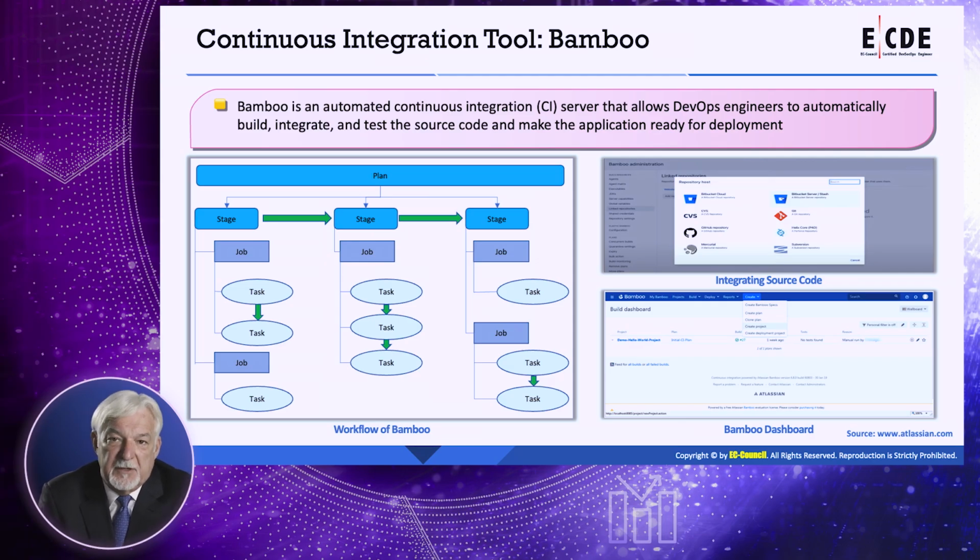There's another continuous integration tool called Bamboo, and it's a continuous integration server that allows the DevOps engineers to automatically build, integrate, and test the source code, and make sure the application's ready for deployment. Basically, you stage your workflows with tasks and jobs. Again, it automates a lot of this so that you can spend your time coding instead of pushing code through the different processes, as far as doing the builds and integrations.